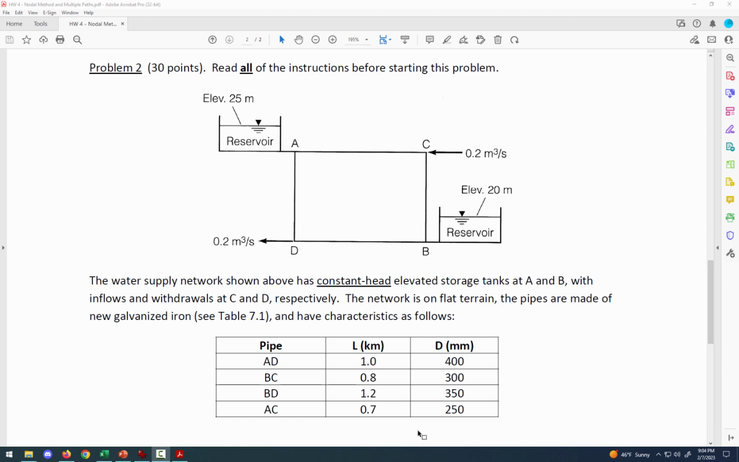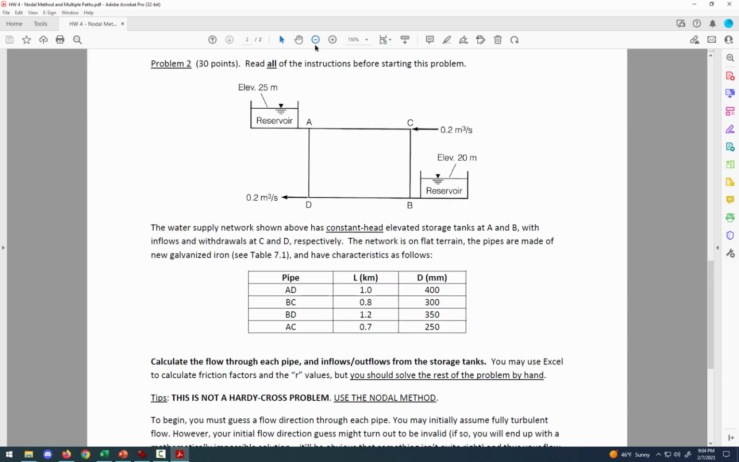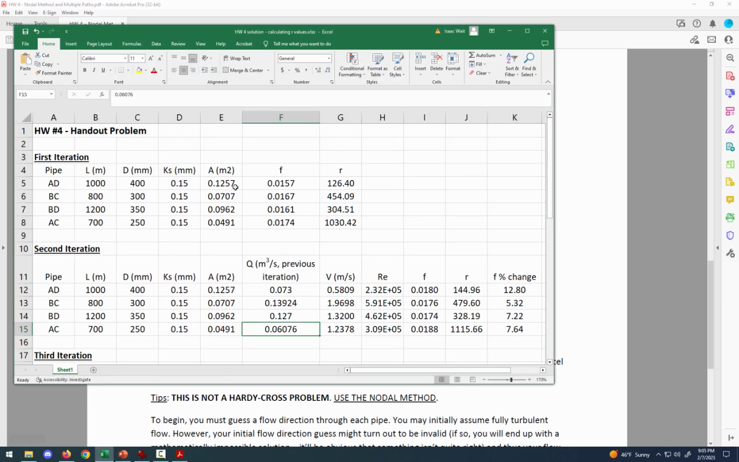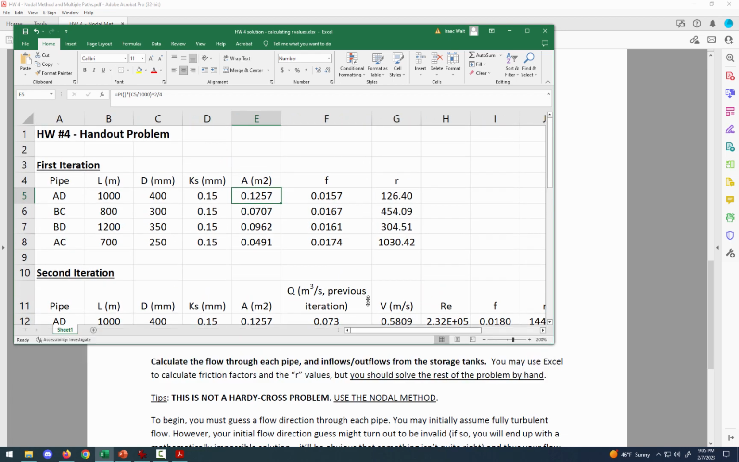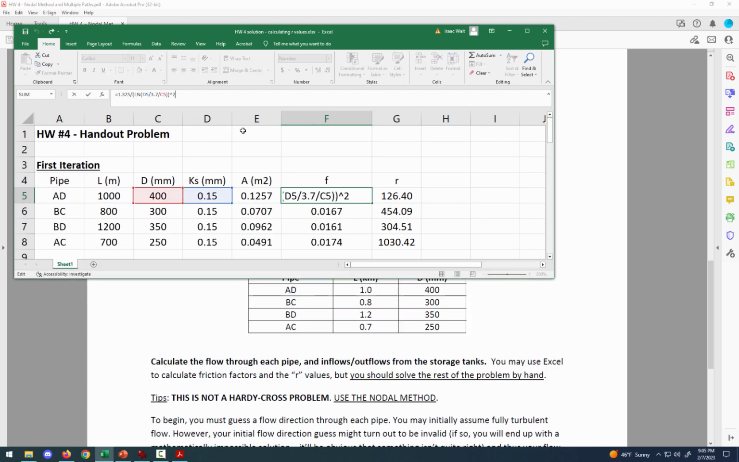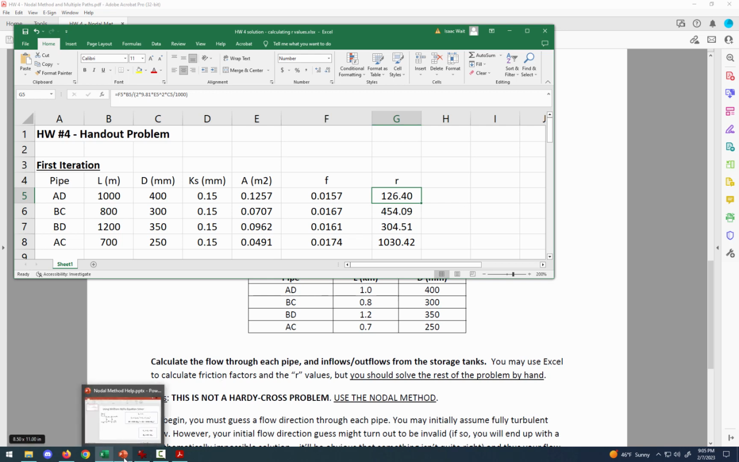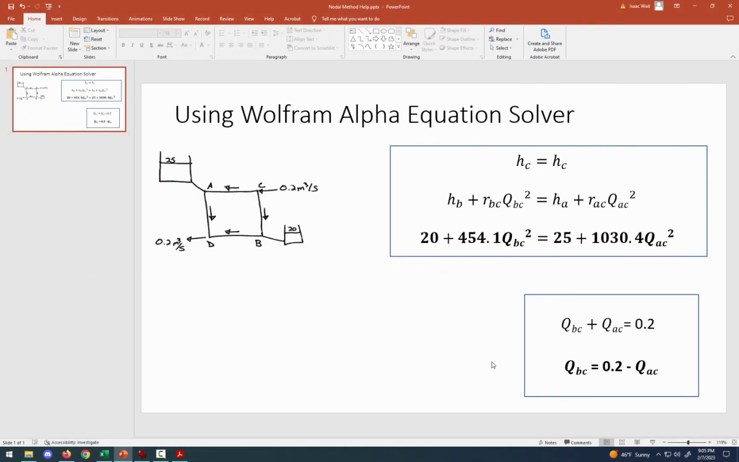So the first thing is calculating the R values in this problem. You can use the spreadsheet to calculate the R values, and that'll speed things up a little bit. Here you can see, for example, in the first iteration, I'm calculating my R values just based on the fully turbulent flow assumption of F. And so here are some R values based on that assumption. Using these, let's switch over and take a look at where things go in this problem.